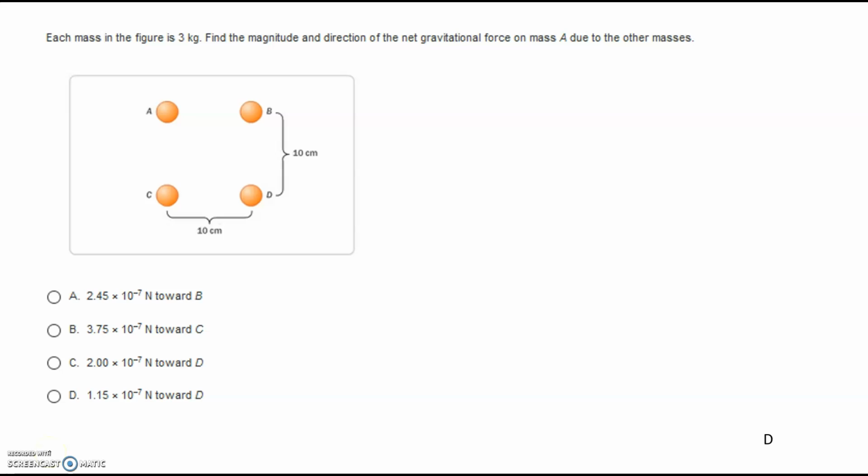Okay, number 2. This was kind of a tough one, so I'll show you what I did. So it says each mass is 3 kilograms. Find the magnitude and direction of the gravitational force on A. So I drew a free body diagram-esque. Okay, so I have the force of B on A, and I have the force of C on A.